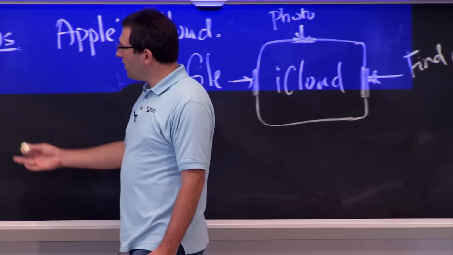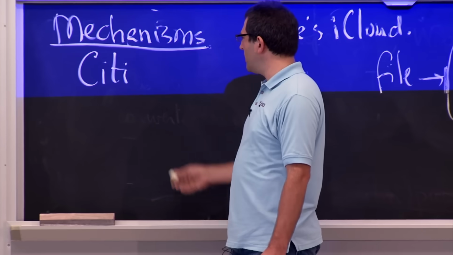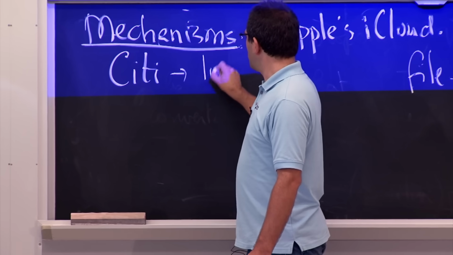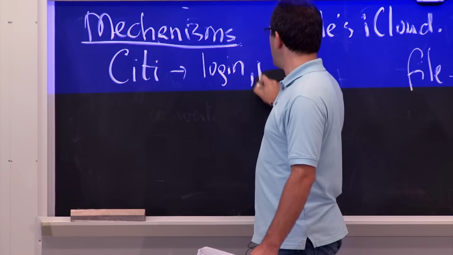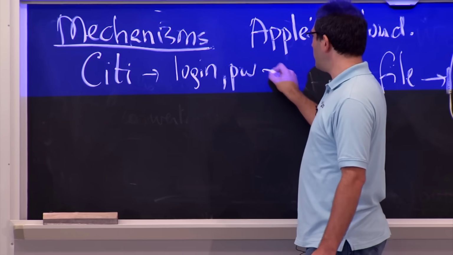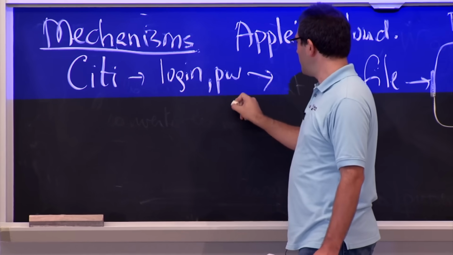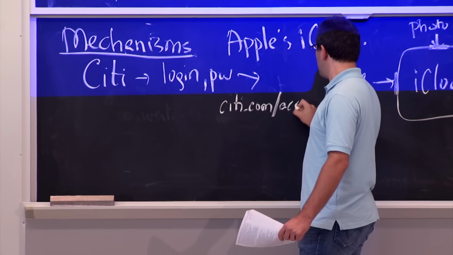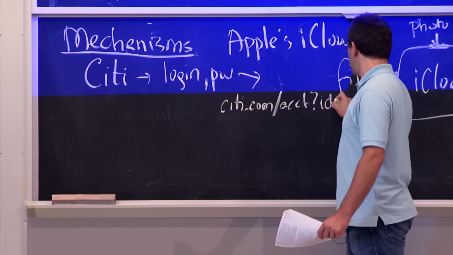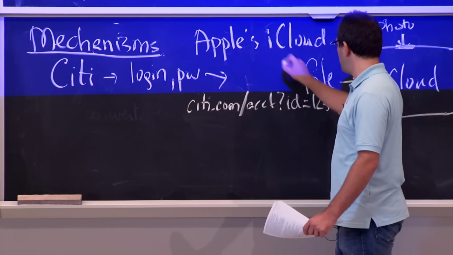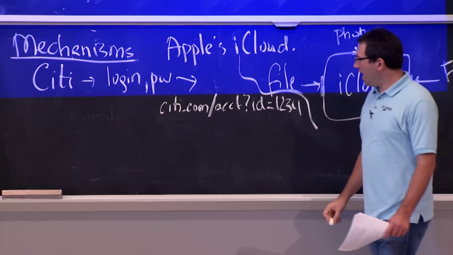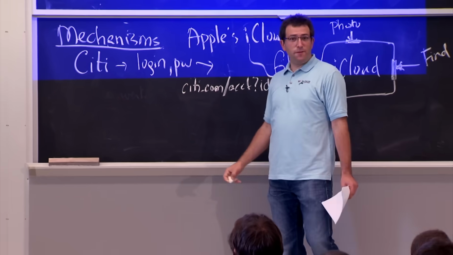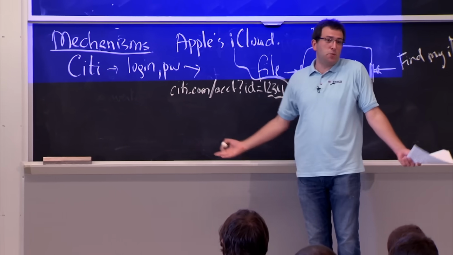And the workflow a couple of years ago was that you go to some site, you provide a login username and password, and you get redirected to another URL, which is something like, I don't know, I'm guessing, but basically like citi.com/account?ID=1234. And it turns out that some guy figured out, well, if you change this number, you just get someone else's account.